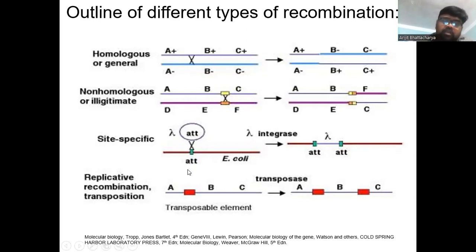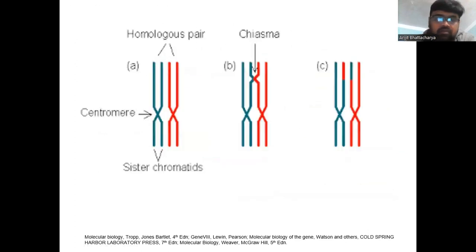Then there is replicative or non-replicative transposition, where a segment of DNA can jump into another part, and this can be through replication or through simple cut and paste, and this is mediated by a family of enzymes called transposase. So these are different types of recombination.